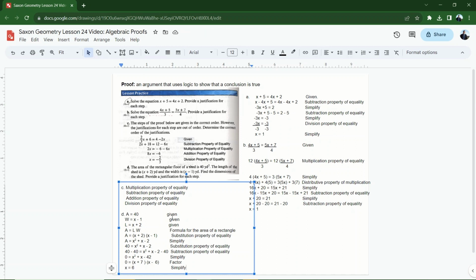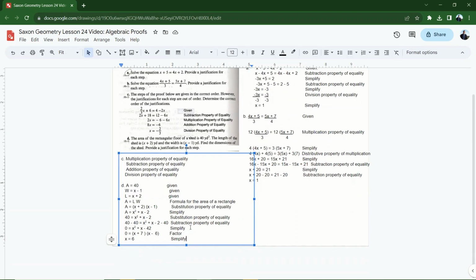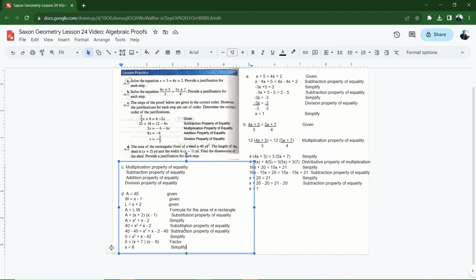Okay, now am I done with the problem yet? The question was find the dimensions of the shed. I'm not actually done yet though because I haven't found the dimensions. I need to go back and do width equals 6 minus 1. I don't want to skip a step. So width equals 6 minus 1. I substituted x, so that's a substitution property of equality.